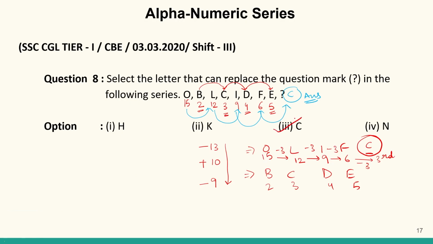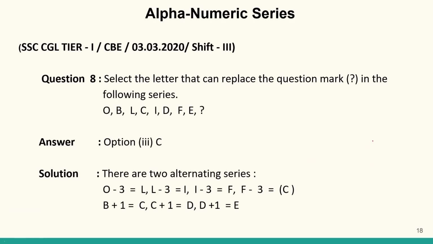If you get a series like this where you cannot figure out the logic, because 15 to 2, 2 to 12, 12 to 3, this was difficult to figure out. We could not figure out any logic that was being followed. Try dividing the series into 2 parts like I did. I divided the series into 2 parts and then it is easier to find out the answer. So the answer will be option 3.